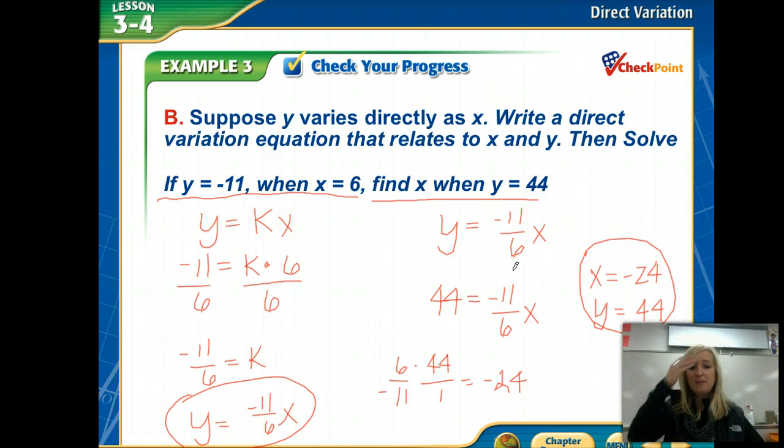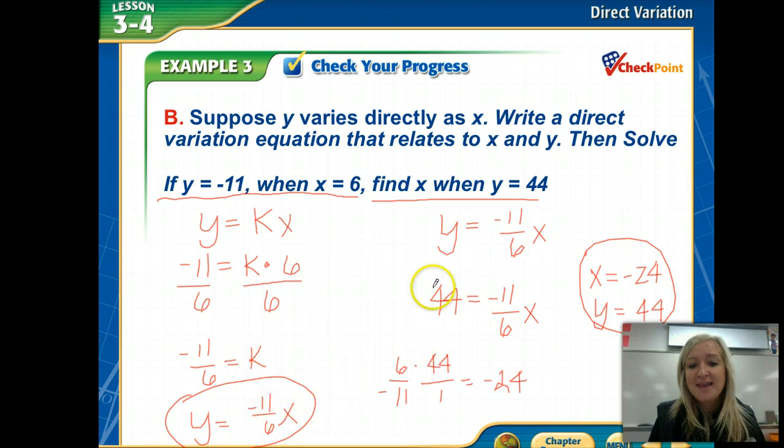So there are 2 parts to the problem. The first thing you need to do is find out what k equals, and then use that formula to plug in either x or y to solve for whatever they give us. Find x or find y.